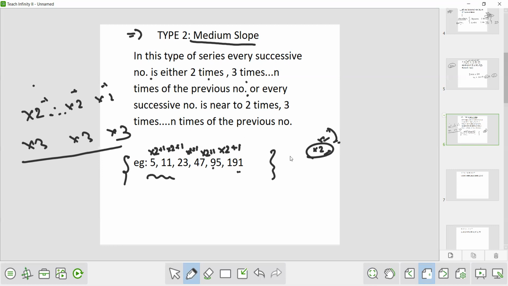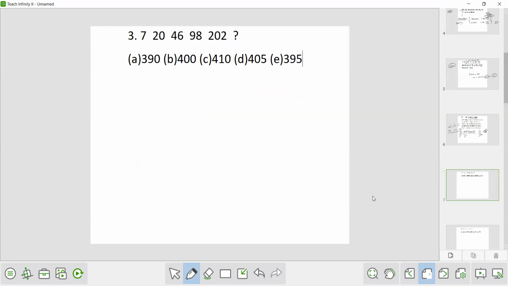No, it's not a multiple of 2. Actually, it's getting multiplied 2 times of the previous number and something getting added or something getting subtracted. So this type of concept comes under medium slope. So let us look at the example of how the question comes in the examination.